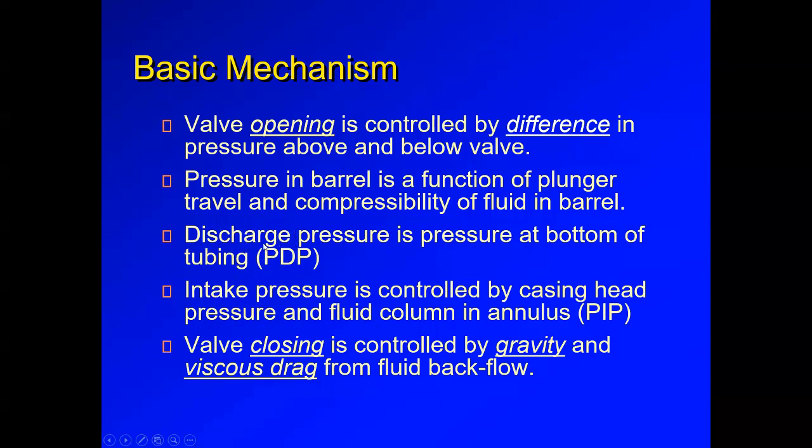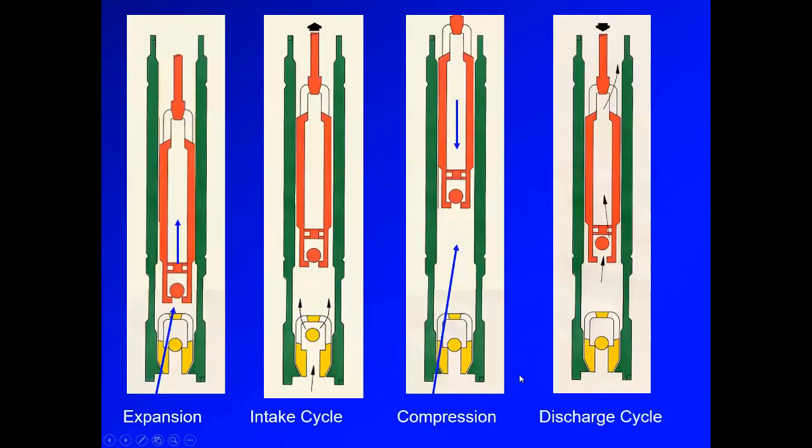We said already that the discharge pressure is the pressure at the bottom of the tubing, inside the tubing, and the intake pressure is actually the pressure outside of the tubing, below the standing valve, and that's controlled by the casing head pressure and the fluid column above the pump. Valve closing is controlled by gravity if there is no differential pressure, and viscous drag inside the cage, and it will avoid the flow back because this is again a check valve, but also differential pressure will play in there. So in any pumping cycle, we have these four components.